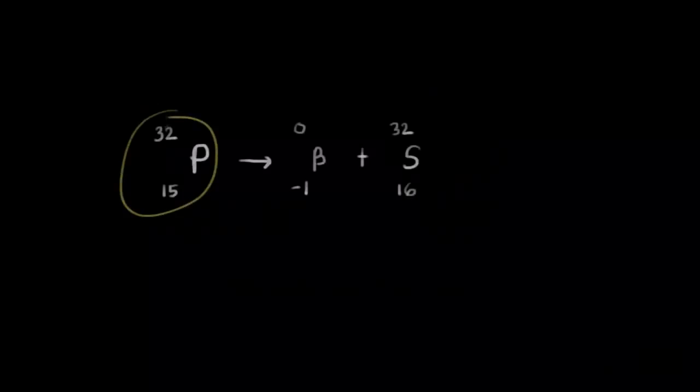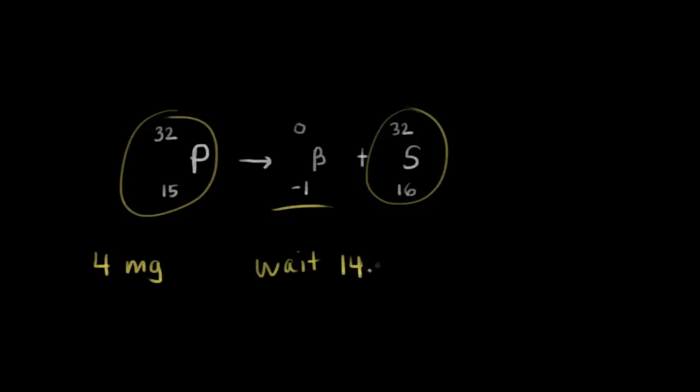Phosphorus-32 is radioactive and undergoes beta decay. So we talked about beta decay in the last video. Here's our beta particle, and the phosphorus is going to turn into sulfur. So let's say we started with 4 milligrams of phosphorus-32, and we wait 14.3 days, and we see how much of our phosphorus is left. You're going to find 2 milligrams of your phosphorus left. The rest has turned into sulfur.